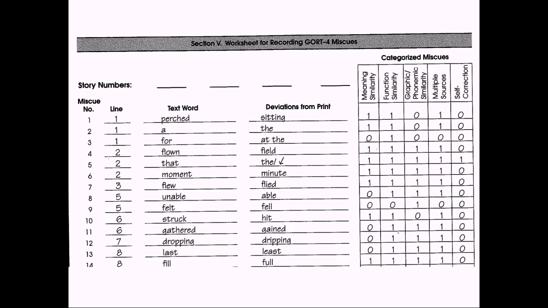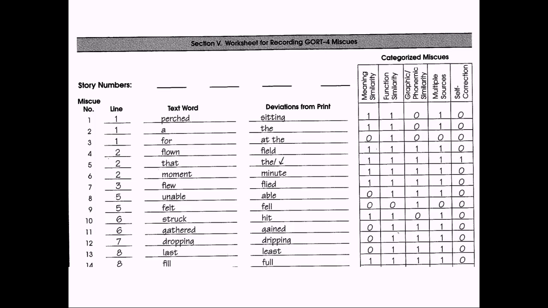All right, then we look at the second word, for the. Same thing. Yes, it's similar in meaning and function. Phonemes or the spelling, not at all the same. Did the child use multiple sources in order to come up with that miscue? Yes, they must have used grammar and meaning and function in order to come up with that substitution. Do they self-correct it? No.